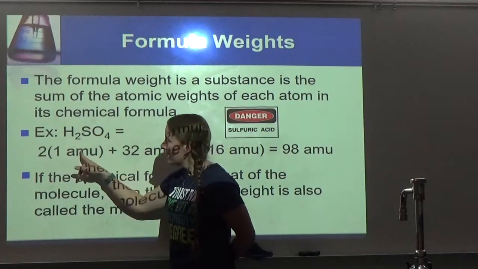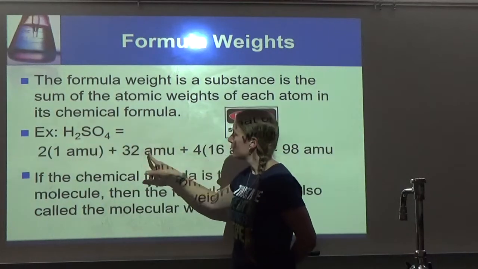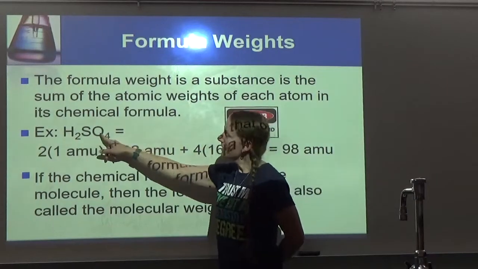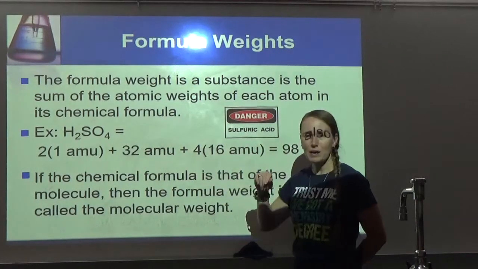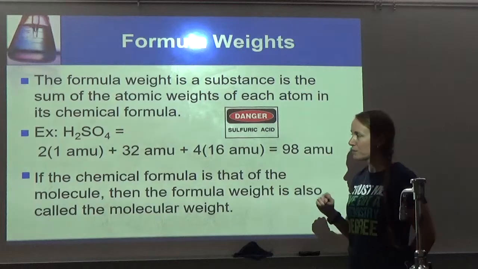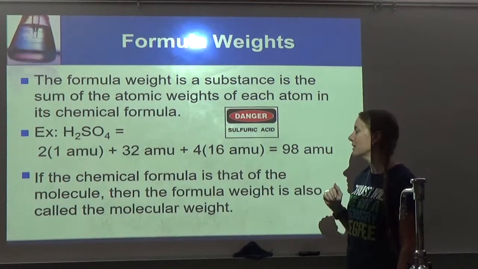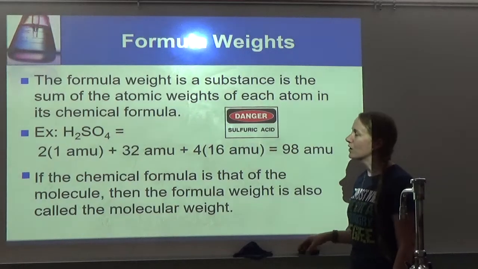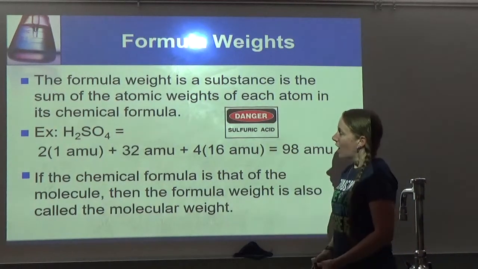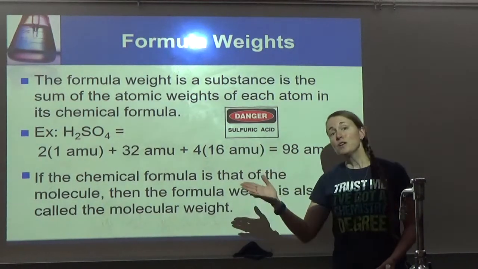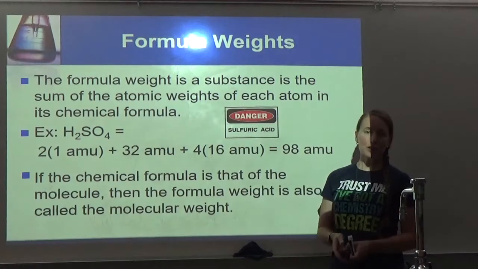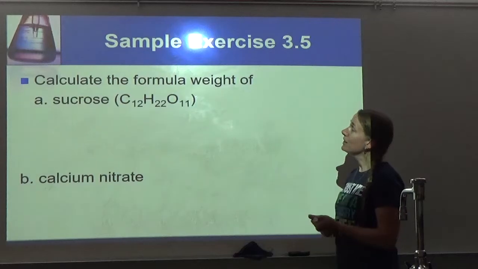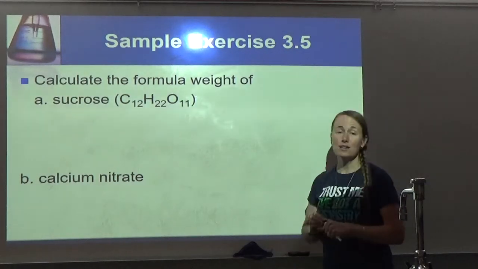Okay, so 1 AMU plus 32 AMU for sulfur plus 16 AMU for oxygen, but we multiply it by 4. So we get 98 AMU. If the chemical formula is that of the molecule, then the formula weight is also called the molecular weight. Alright, so like I said, this is the same thing we do for molar mass, it's just we haven't learned the grams per mole just yet. We'll get to that. So it says calculate the formula weight of sucrose and calcium nitrate.